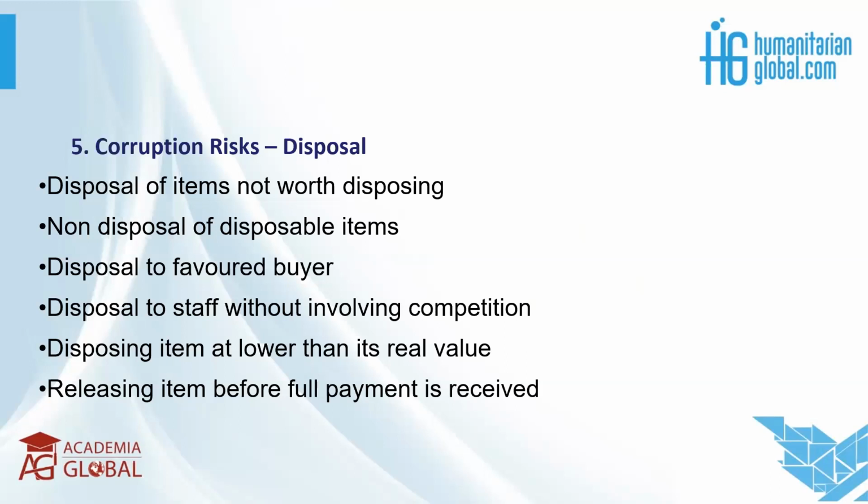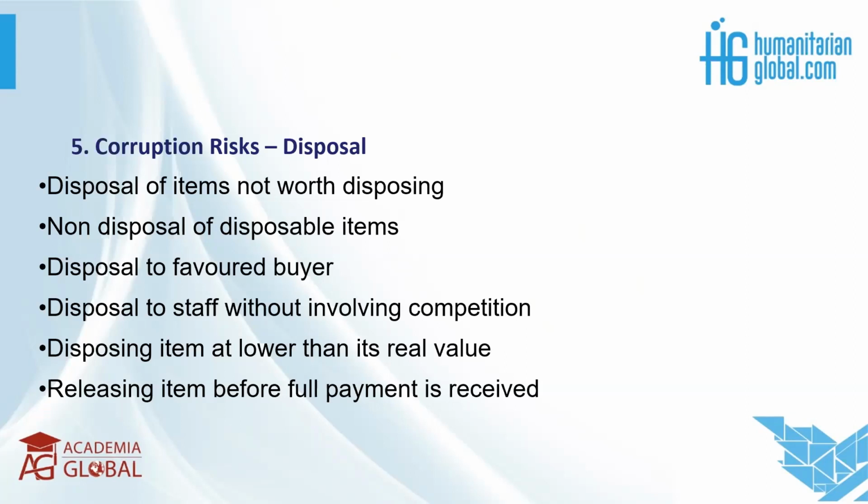The other one is disposal to staff without involving competition. So you're the procurement person, you make a decision that you want to dispose a car, which is not really worth disposing. But then the person who that car is being disposed to is you. You're the procuring person, you make the decision to dispose and you dispose the car to yourself. There is no competition, it's like a giveaway. And that's a corruption in the organization.